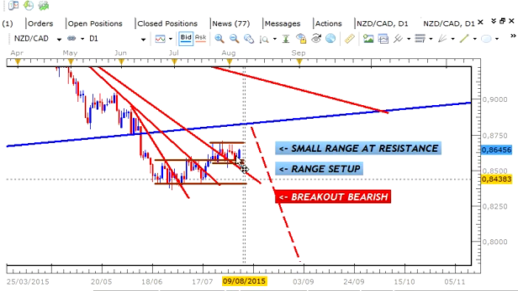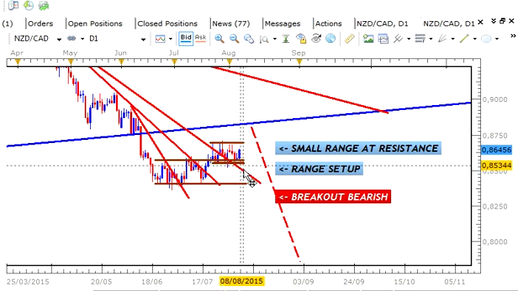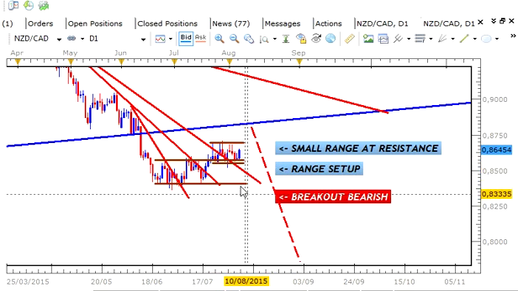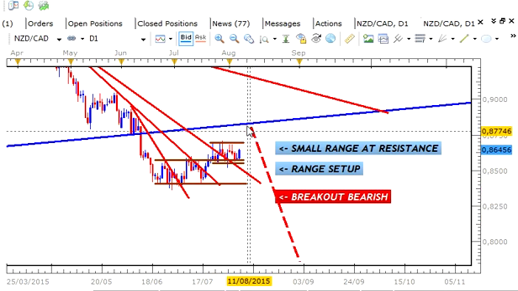So let's look out for that possibility over the next couple of days, and hopefully there will be a trade that we can take advantage of in this direction.